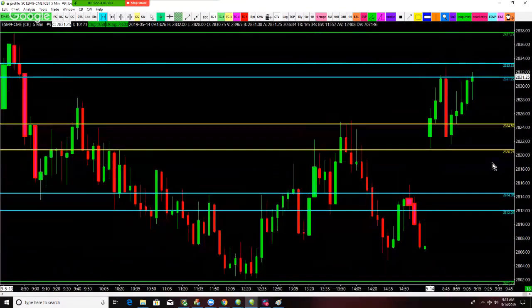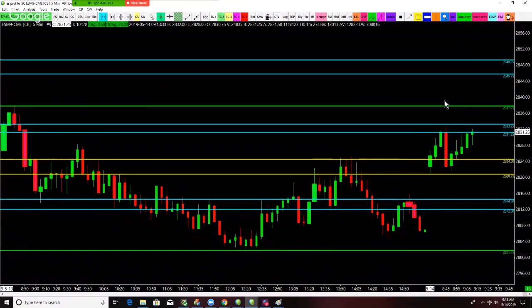There we go. So we haven't filled the gap. We've held, we're pushing up towards the high. This should be able to be traded through, right? And it looks like we're going to try and trade that 28.37 intraday high from yesterday, right? At least they're going to try.